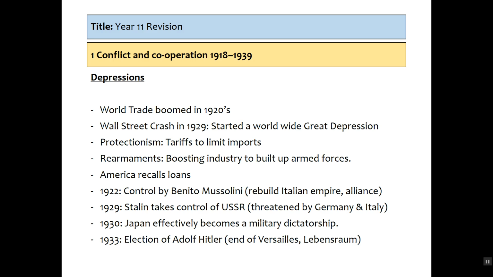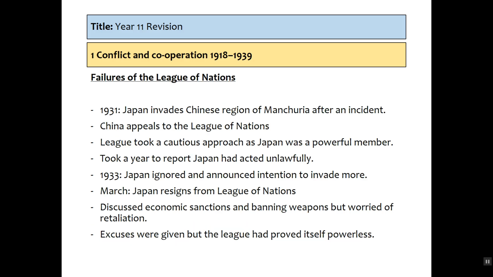He takes control of the USSR and he feels threatened by Germany and Italy. In the 1930s, we've got Japan effectively becoming a military dictatorship. And of course, 1933, Adolf Hitler. He comes to power with the idea of ending the Versailles Treaty and with this plan of Lebensraum and expanding space. And so the world is a very different place in the 1930s as a result of this.